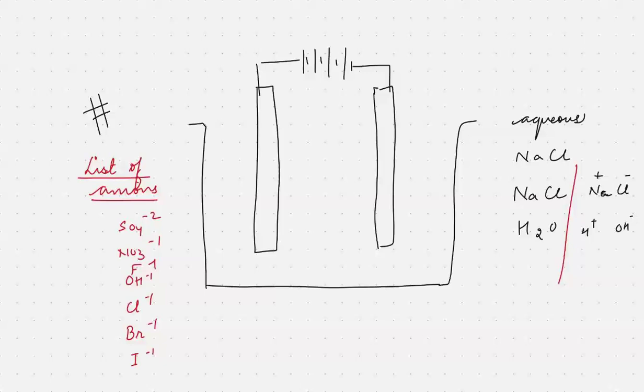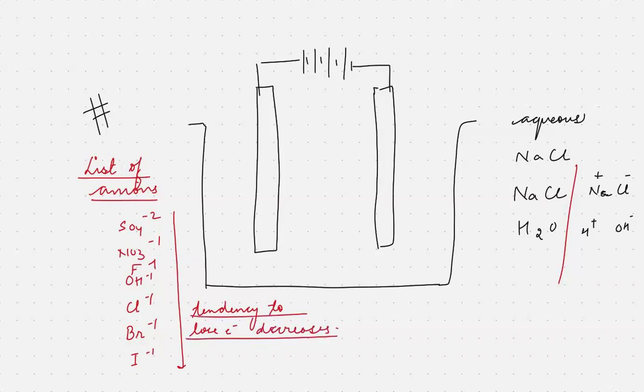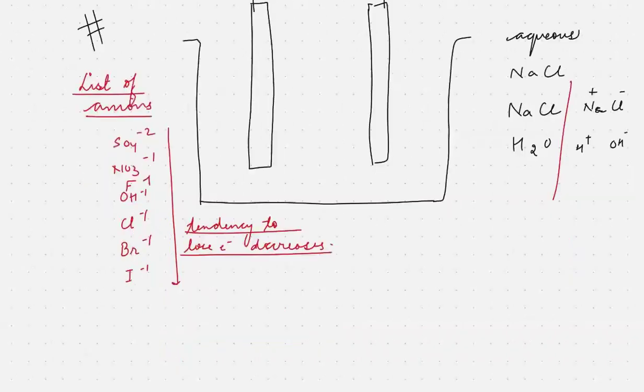And we said that when we move down the series, their tendency to release electrons, their tendency to lose electrons, increases. Am I right? So when we say that the tendency to lose electron increases, what exactly does that mean? That they're going to lose electrons. And once they're going to lose electrons, what exactly does that mean?